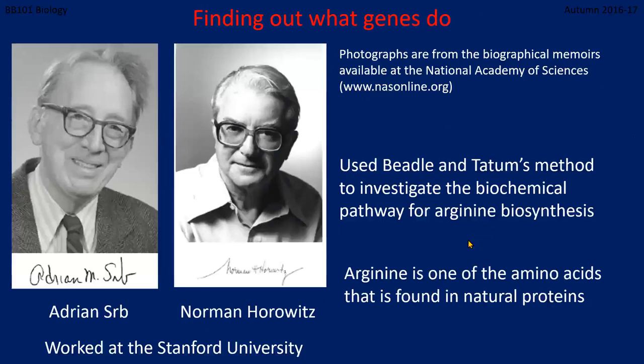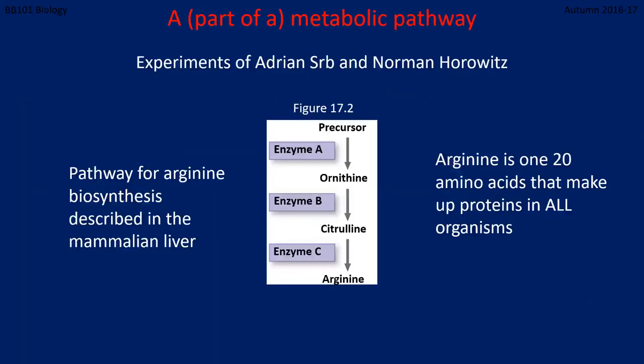In particular, they were interested in arginine biosynthesis, and their work was followed by two other colleagues, Adrian Srb and Norman Horowitz. They wanted to see the synthesis of arginine, which involves different reactions, and at each stage some activity has to be done, and this activity is governed by particular enzymes. For example, precursor to ornithine, that reaction is catalyzed by enzyme A. Ornithine to citrulline is catalyzed by enzyme D, and the third one, citrulline to arginine, is catalyzed by enzyme C, and so on.